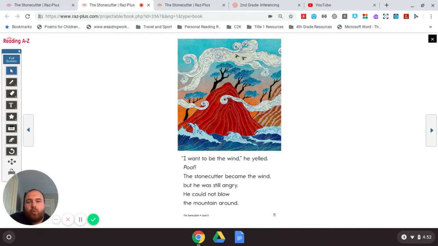And then when he was the wind, I want to be the wind, he yelled. Poof, the stonecutter became the wind. But he was still angry. He could not blow the mountain around. So when he was the wind, he was angry because he couldn't do what? He couldn't move the mountain. All right? And so that's why he was angry during those two times.